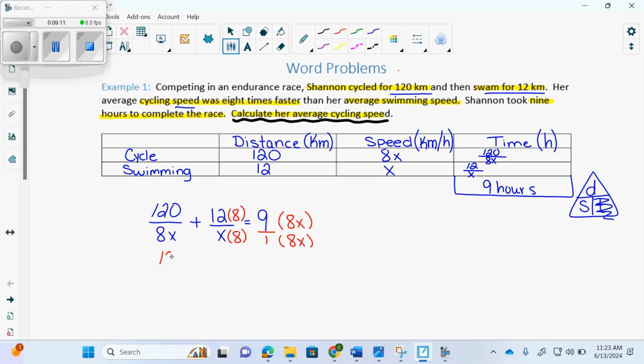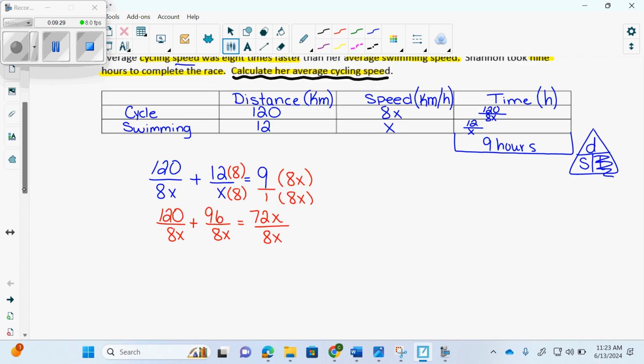So we get 120 over 8x plus 12 times 8, 96 over 8x equals 72x over 8x. Now that we have common denominators on this side, we can write it all over 8x. So we go 120 plus 96, which is 216, I believe. Now we know x can't equal 0 because of the denominator.